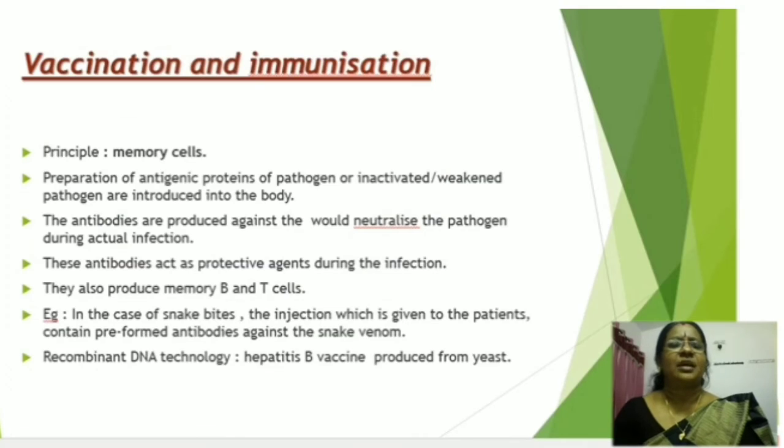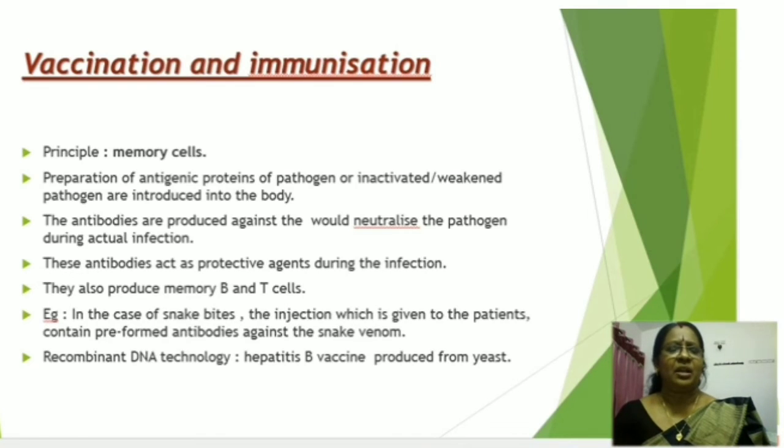So the next slide is vaccination and immunization. These two processes take place according to the principle of memory cells. A preparation of antigenic protein of the pathogen, or inactivated or weakened pathogen, is introduced into the body. According to this, antibodies are produced against it, and they would neutralize the pathogen during actual infection. These antibodies act as protective agents during the infection. They also produce memory B and T cells.